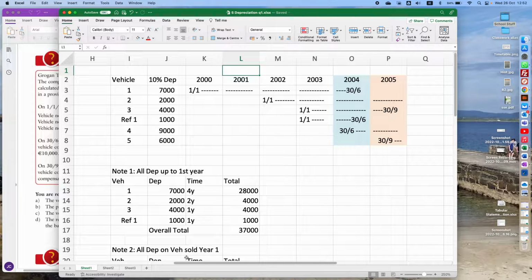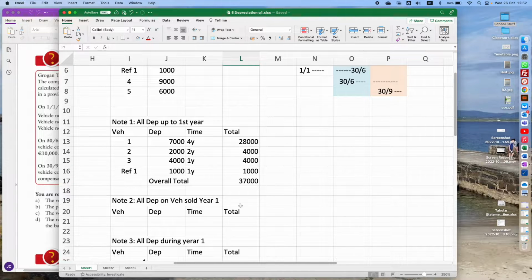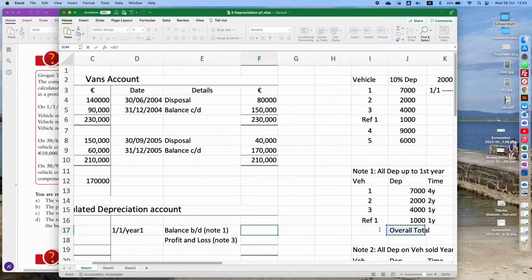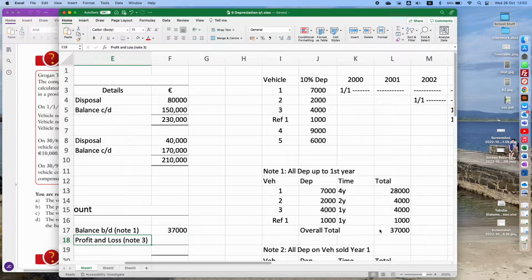All depreciation on the vehicle I sold in year one is going to be 4.5 times the 7 grand, plus vehicle one had a refrigeration unit, so that'll be 1.5 times 1 grand. So that's all the depreciation on the vehicle I sold in year one. And that's the disposal. So if I go back to my accumulated depreciation account, the balance BD, that's the figure I got as my opening figure.